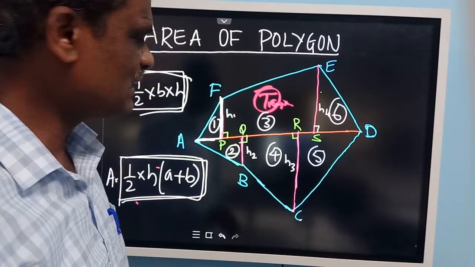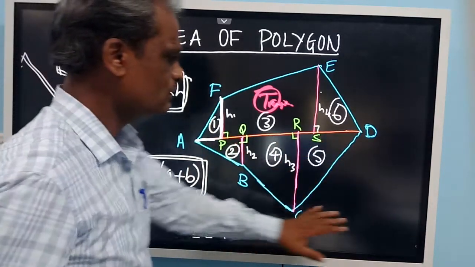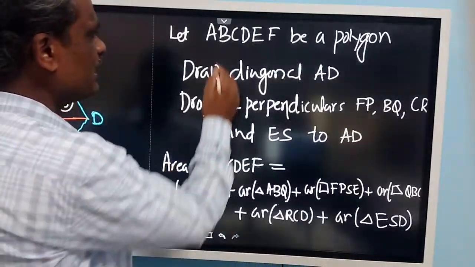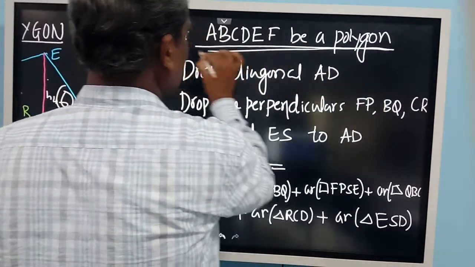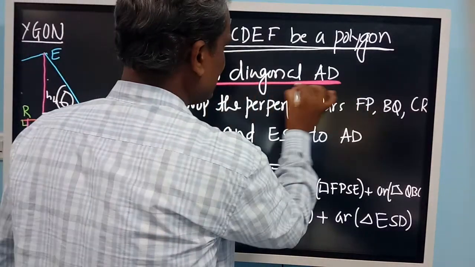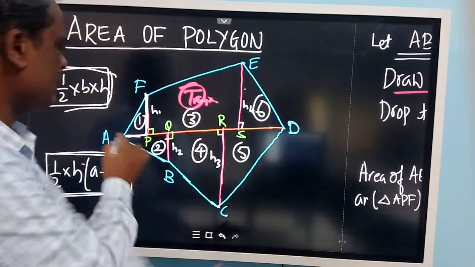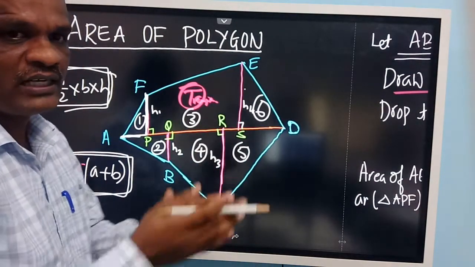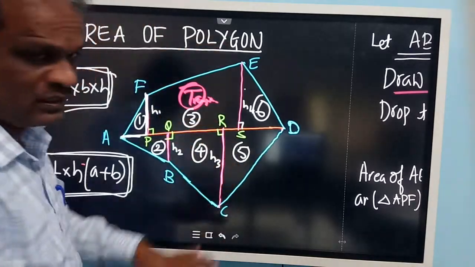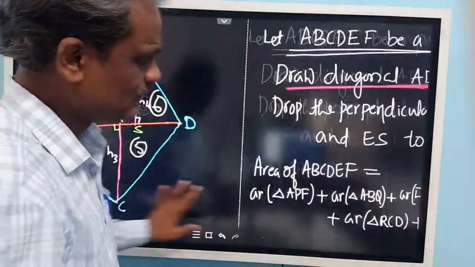See, for your reference, I have taken some units. So look at this diagram. I have taken some lengths. Let A, B, C, D, E, F be a polygon. That is a polygon with 6 sides. Draw the diagonal AD. Look at this, whatever that I have done. We have divided that into 2 parts by joining AD, upper part and lower part.